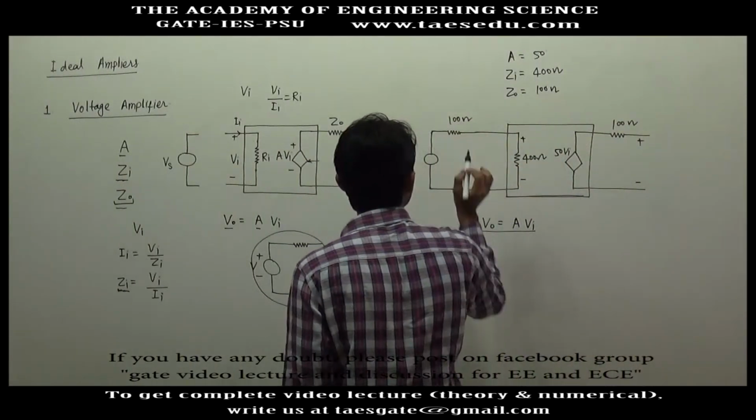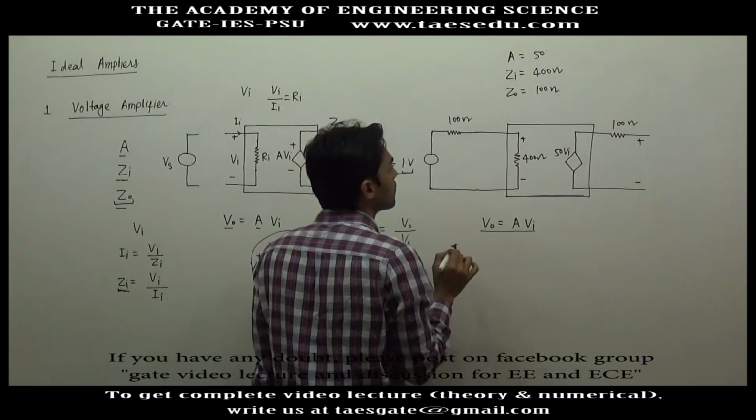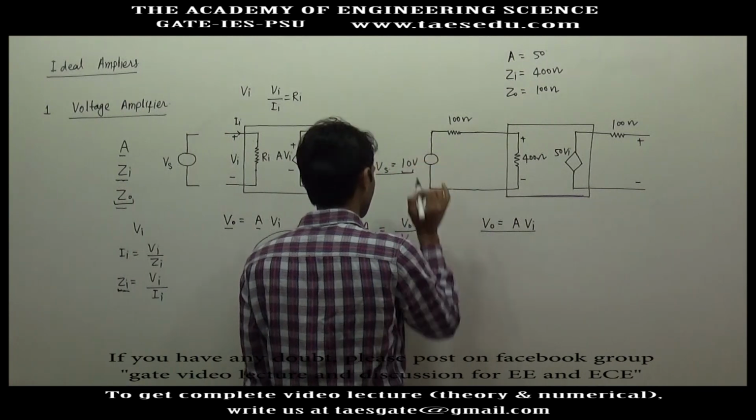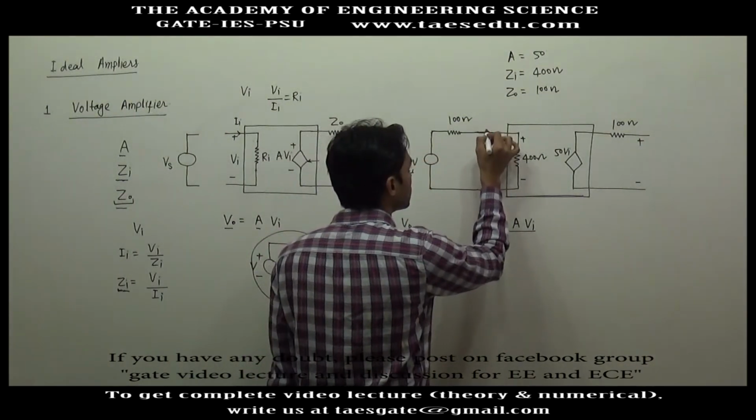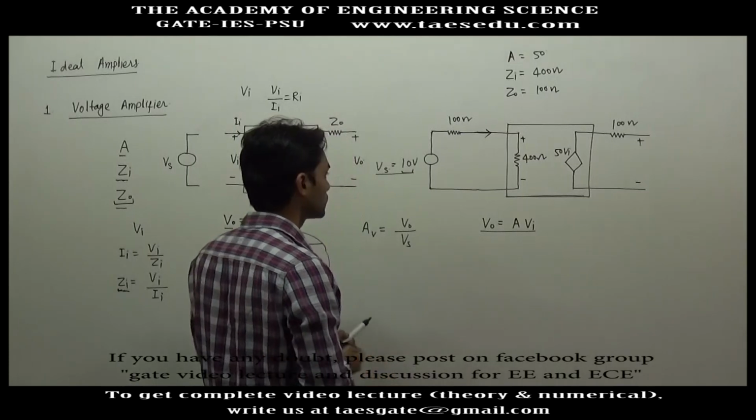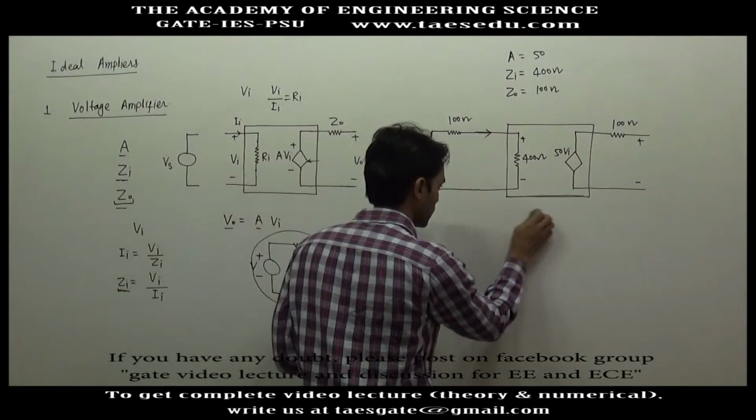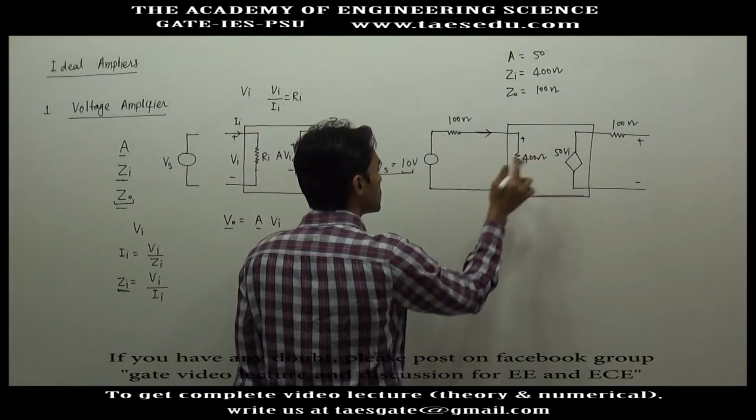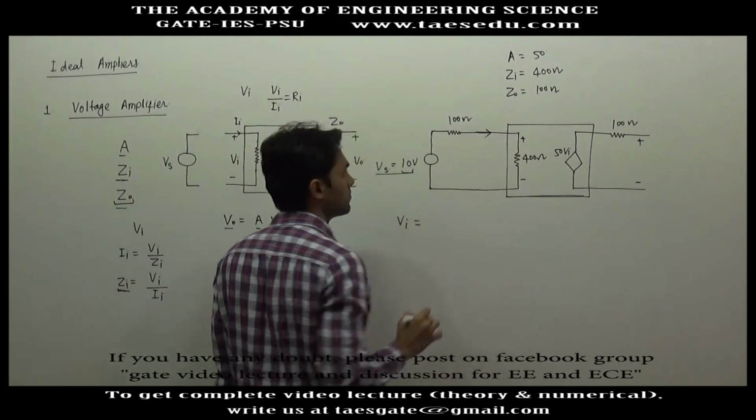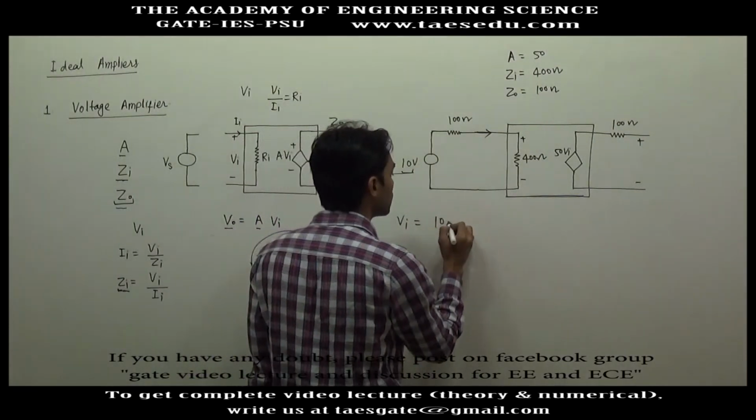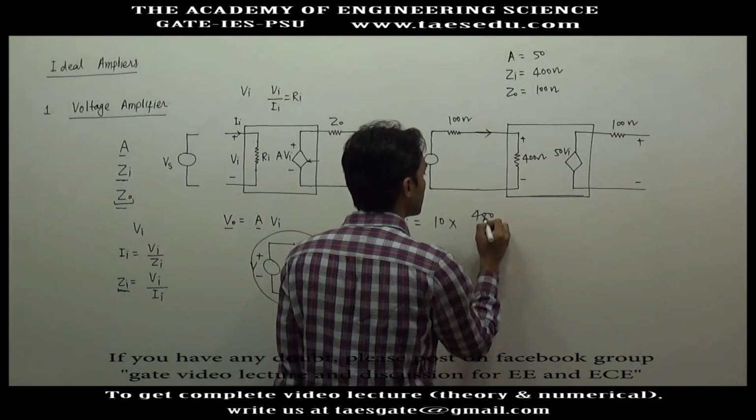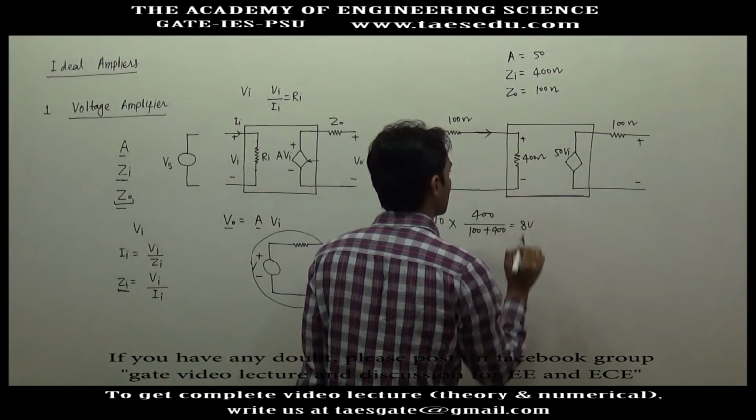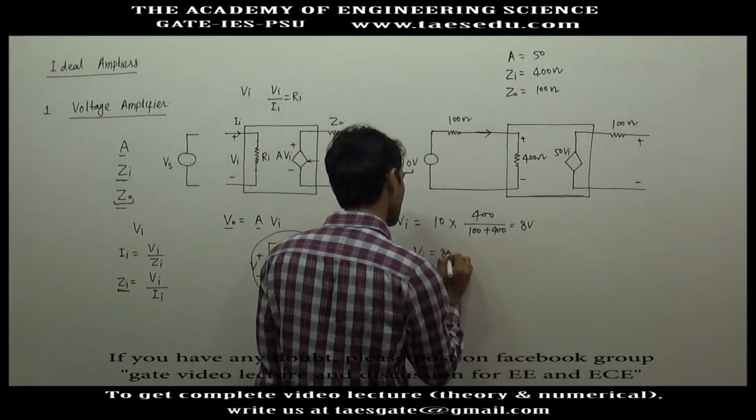Now if you have connected a source, what will happen? Let's say this is 10 volt. There will be a current. If there is some current, what is the input voltage to the amplifier? From voltage division, the input voltage will be 10 volt into 400 divided by 100 plus 400. This will be 8 volt. So we'll say V input equals 8 volt.